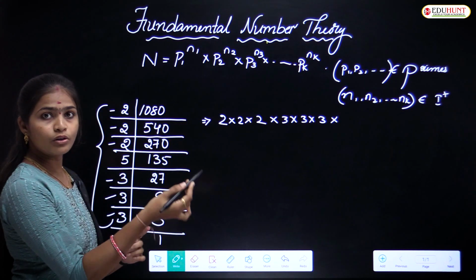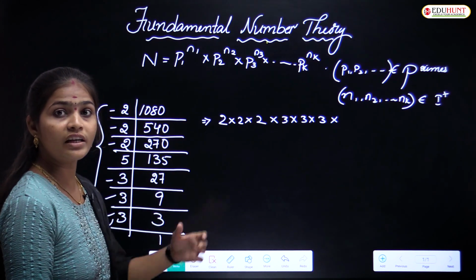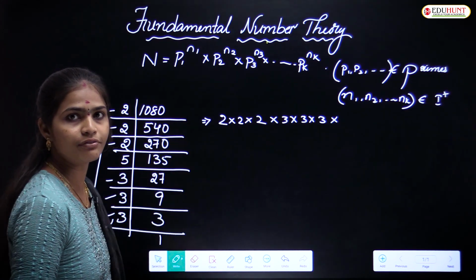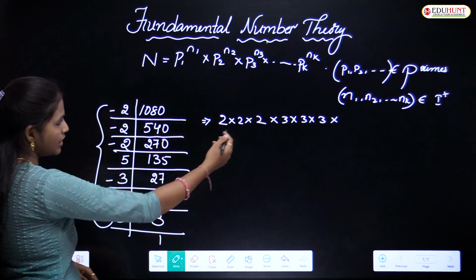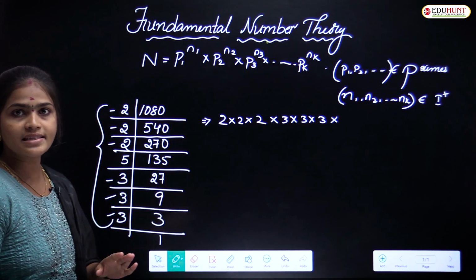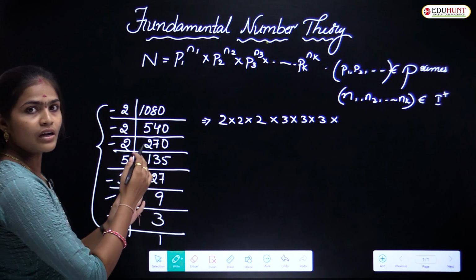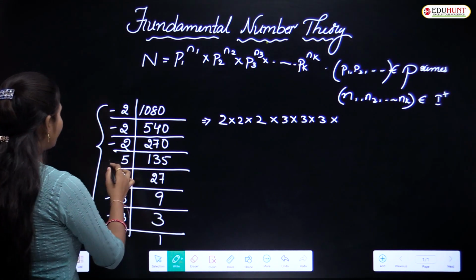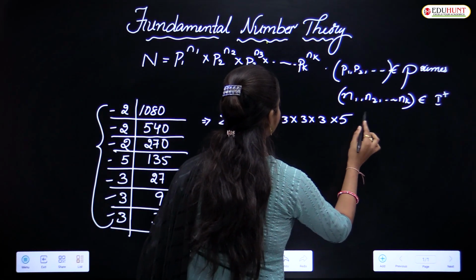Okay, 2 after 3 or 2 after 5? 2 after 3 only, no? If 3 is not there, then we can go for that 5. But here 3 is there, no? So that's why I have written it here. For your understanding only I am saying this. You have to write in order. Next, 5 is there only once.